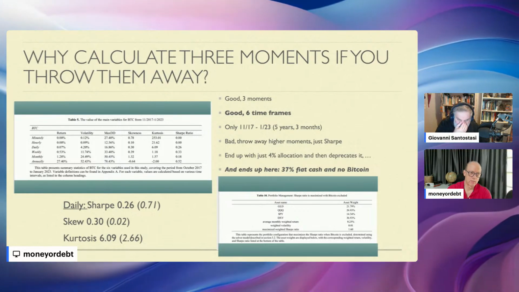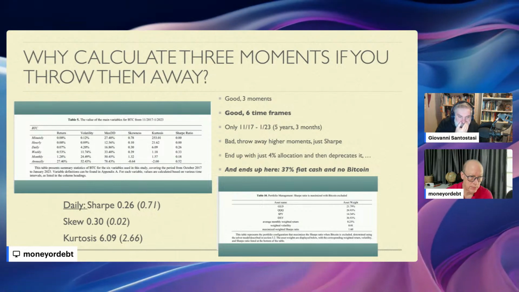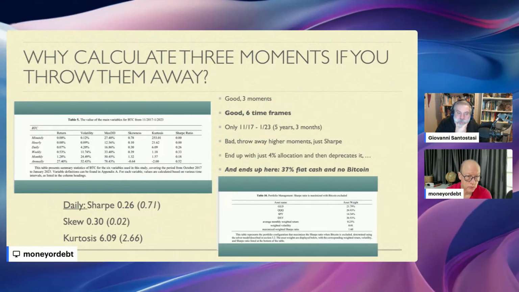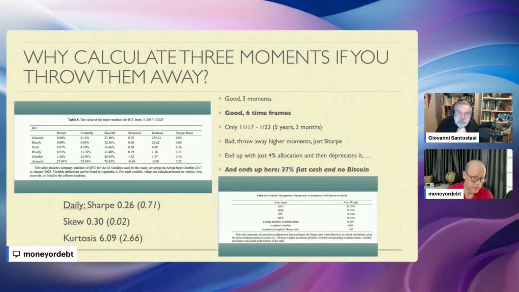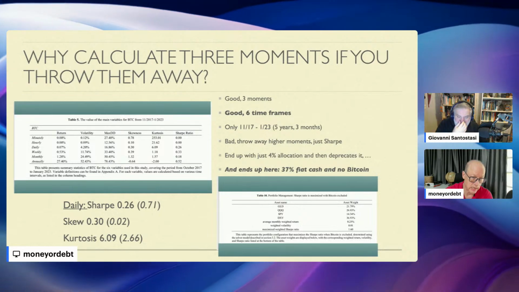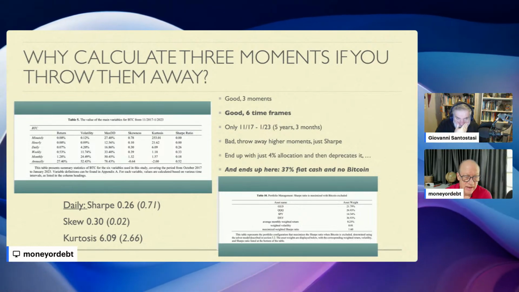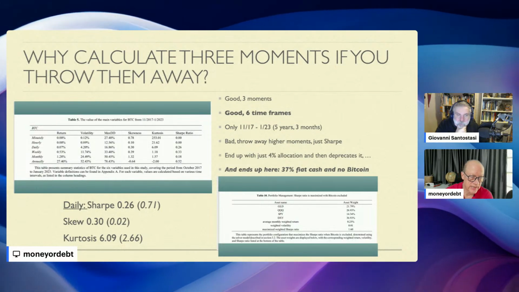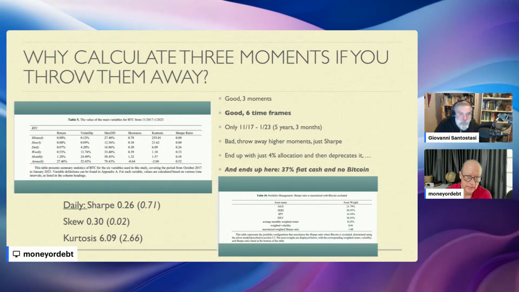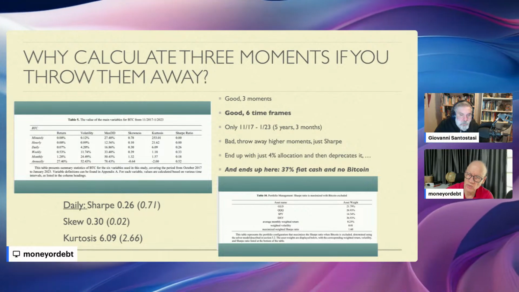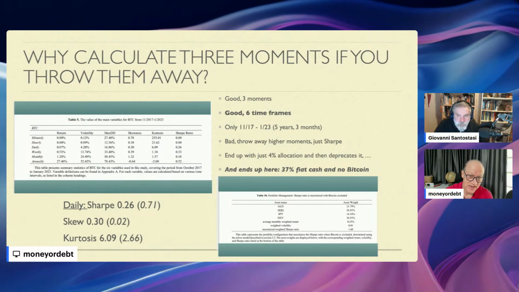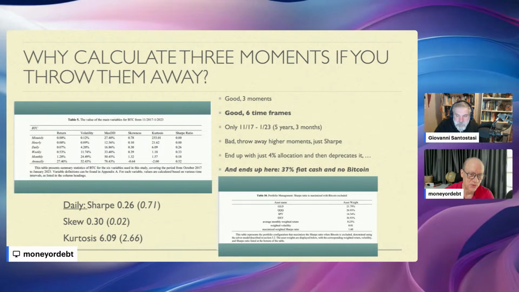So they throw away the higher moments. They end up doing a Sharpe comparison with gold, with the Qs, with SPY, and with DXY, which is just the dollar index. And they initially get a 4% allocation to Bitcoin. And then they say, well, what if that's not very much? What if we threw the Bitcoin away? I can get the same risk reward without Bitcoin.